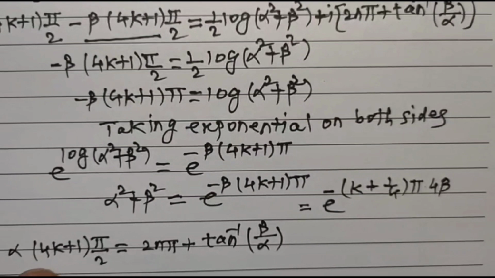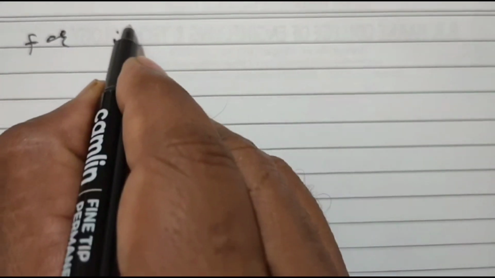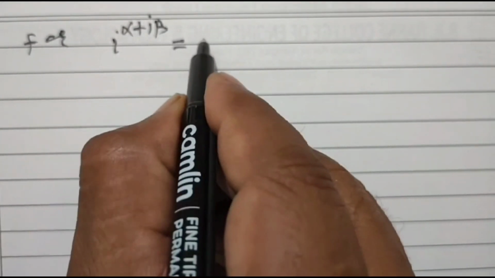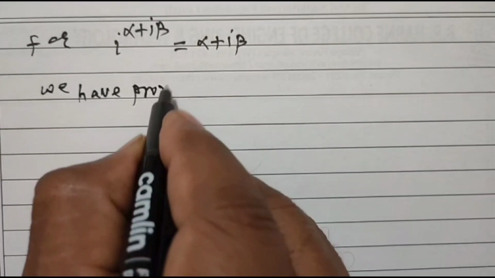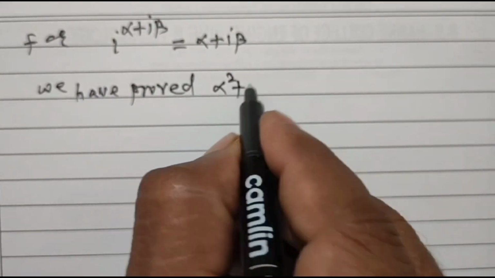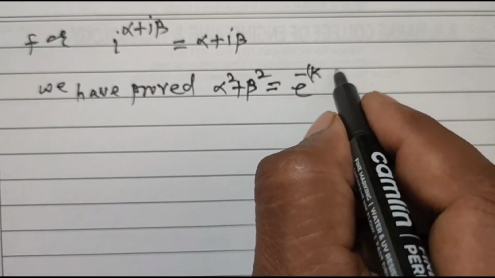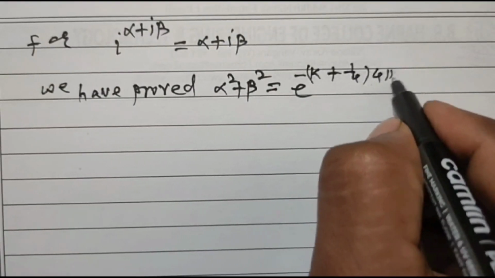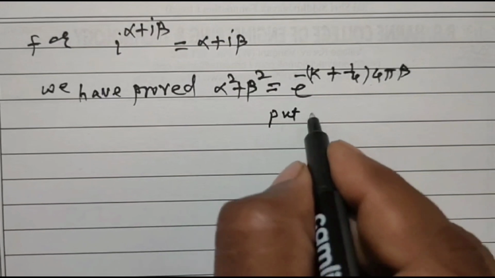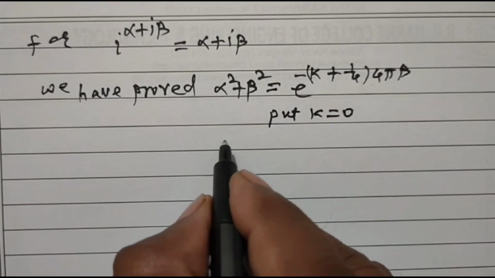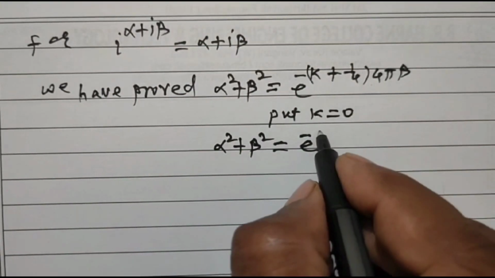So this is the imaginary part, and suppose this is equation number 2 and this is equation number 3. i to the power alpha plus i beta is equal to alpha plus i beta. We have proved alpha square plus beta square is equal to e to the power minus (k plus 1 upon 4) times pi beta. And here if we substitute k equal to 0, this is the general form. Put k equal to 0, that gives the principal form. Hence alpha square plus beta square is equal to e to the power minus pi beta.